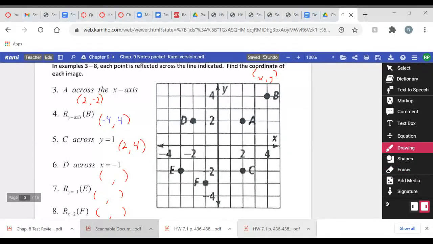On number 6, it says reflect D across x is equal to -1. So I know x equals -1 is going to be a vertical line. It's going through the x-axis at -1. Here's our origin where the x and y-axis meet. D is right here, 1 to the left of the blue line. So I'm going to go 1 to the right of the blue line. There's my D prime. And if I want to name that ordered pair from the origin, I'm not going right or left at all. So the first number is 0, and I'm going up 2. So 0, 2. A couple more here.